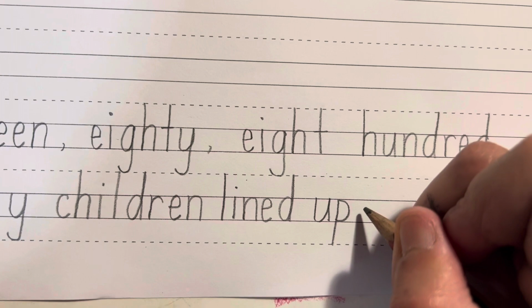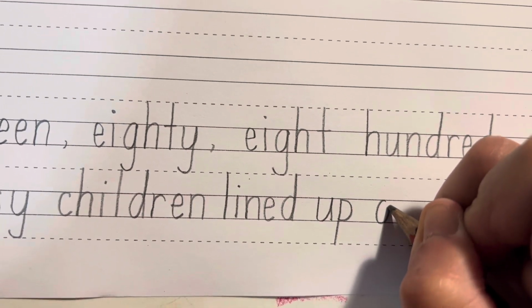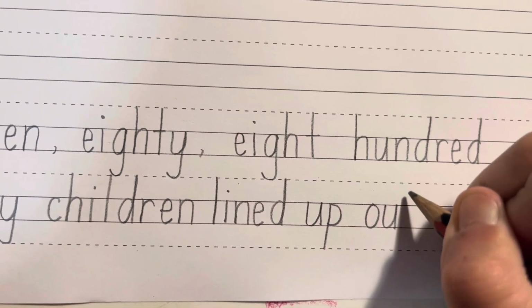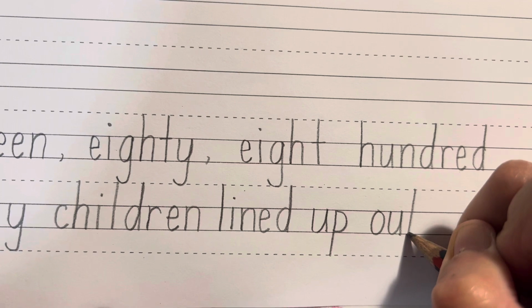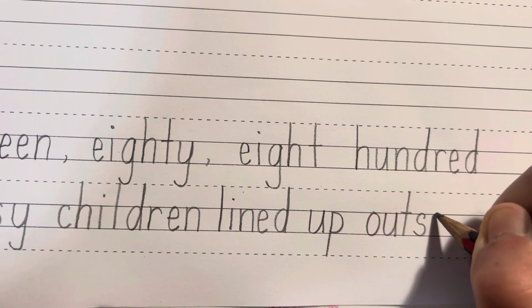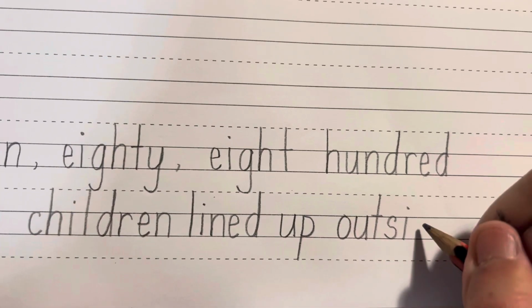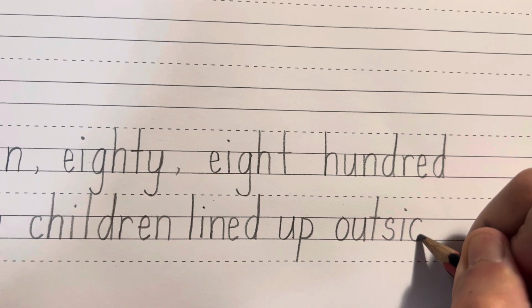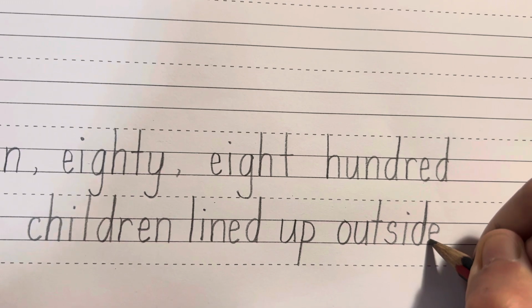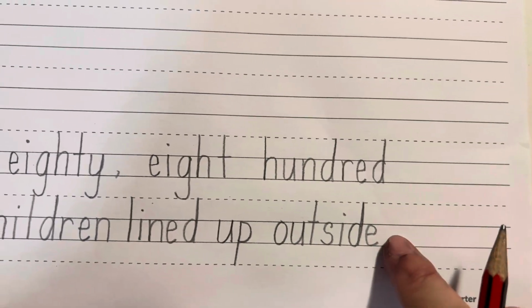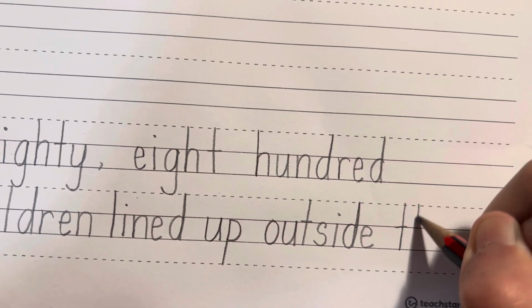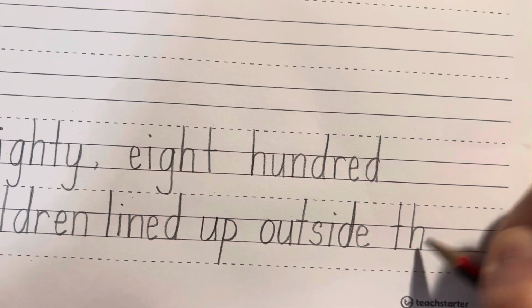Next word is outside, so you leave a bit of space, around and back up together. For the U, we're going to go down and up and down. And for T, we're going to go straight down and cross on the line. For S, we're going to go around and back. I, we're going to go down, dot on top. And for D, we're going to go around, up and down. And for E, we're going to go across, up, around. Next word is the. So straight down for T, cross on the line, down, up and down, and E.